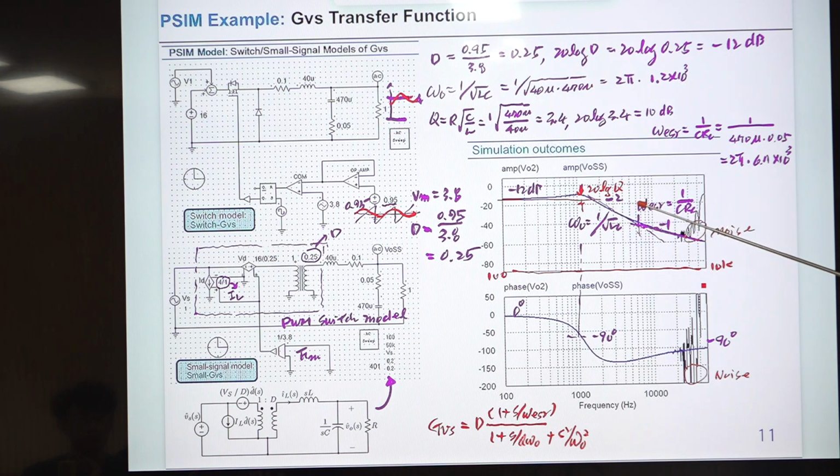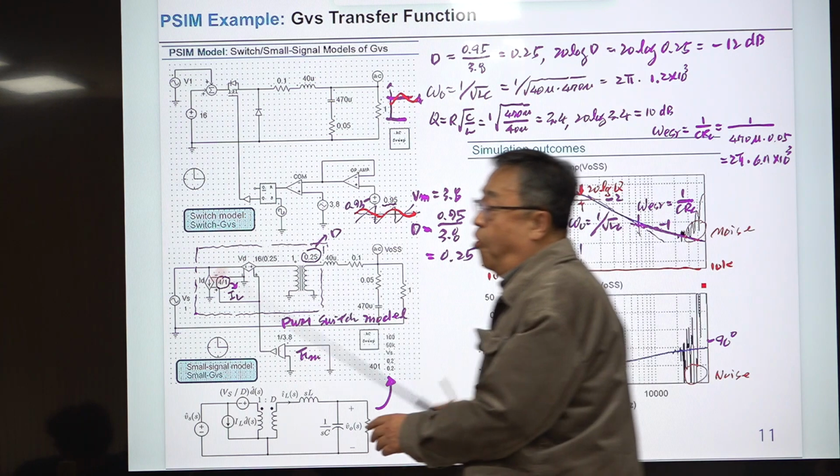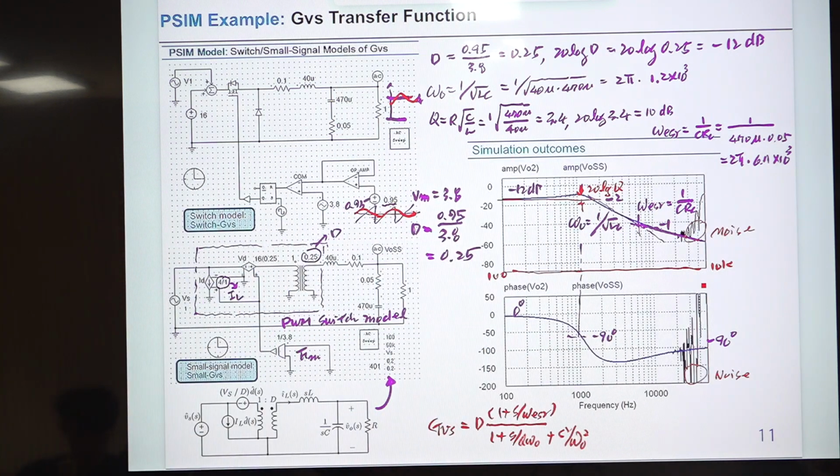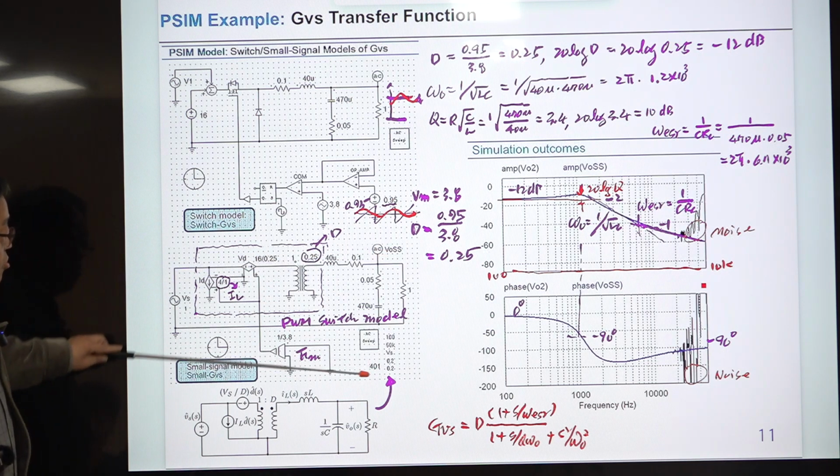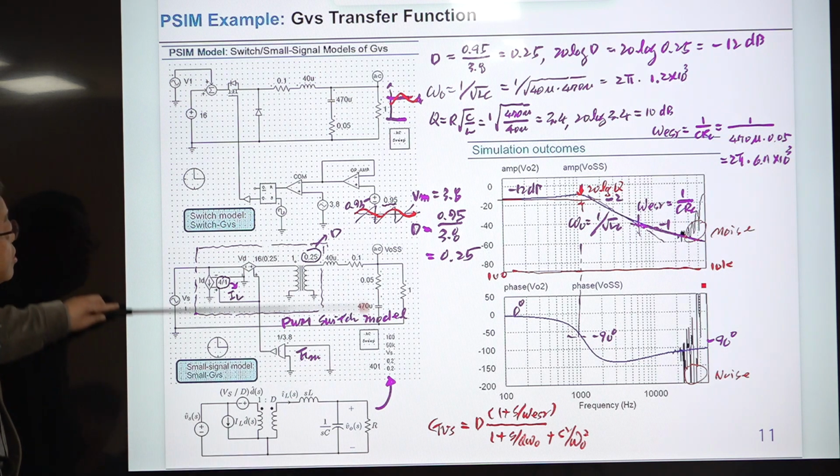And at this frequency, phase is declined. At this frequency, phase becomes minus 90 degree, and it will go down further, but there is a 0, phase is boost, so final phase is minus 90 degree, okay? So this confirms the small signal model is accurate, okay? So you can use this for the analysis, okay? You don't need to simulate this.